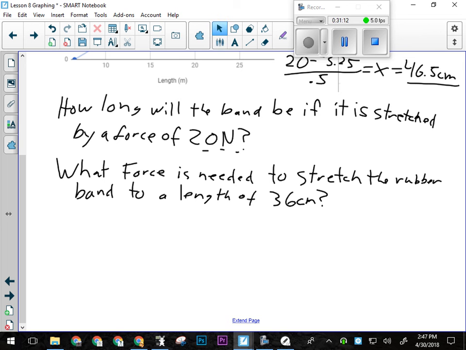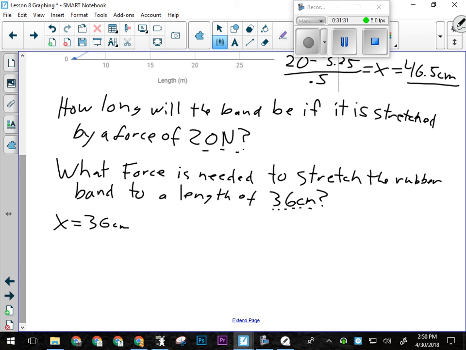Okay, I'm going to give you guys a couple minutes to see if you can solve that one. So in this question here, they told me the length of the rubber band is going to be 36 centimeters. Is that an X or a Y value? It's an X value because length is on the X axis. Okay, so they told me that X is 36 centimeters.